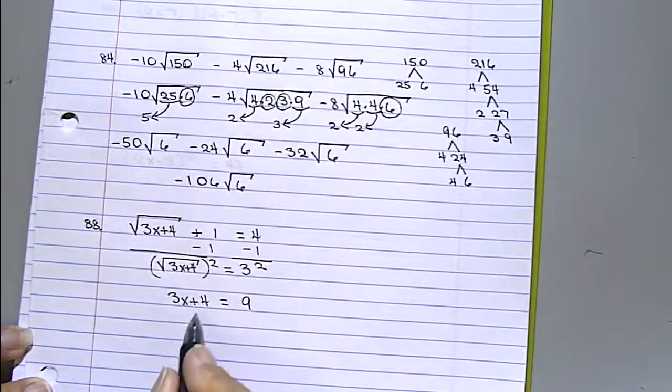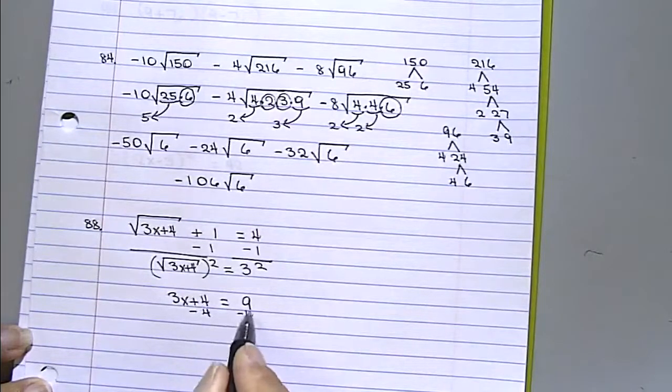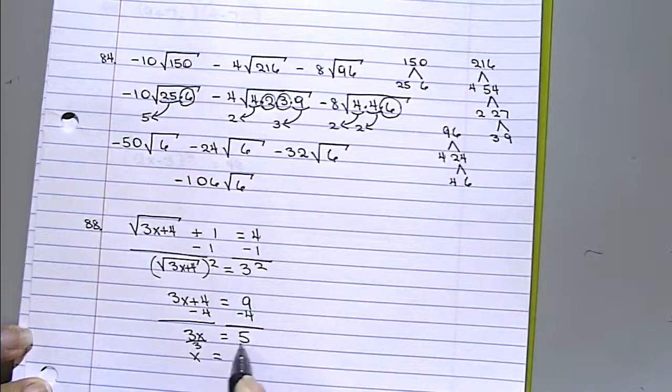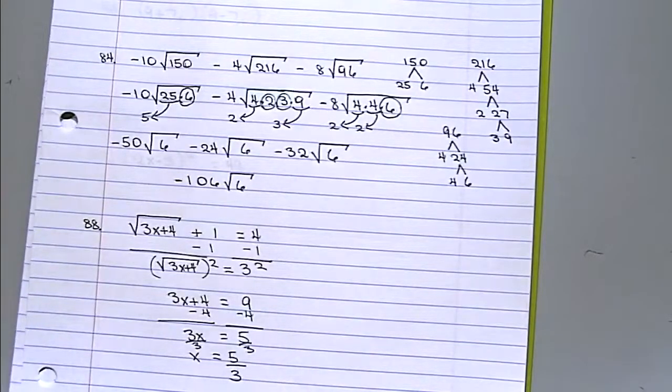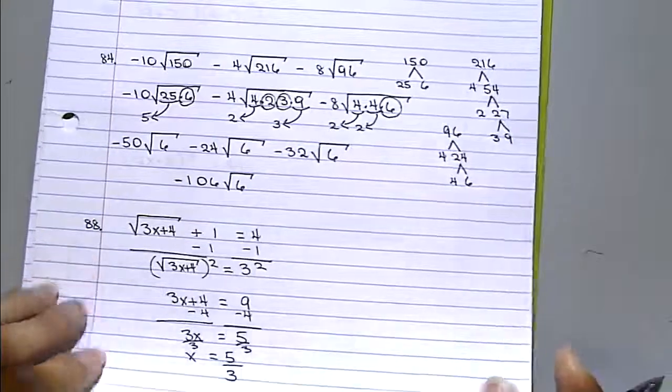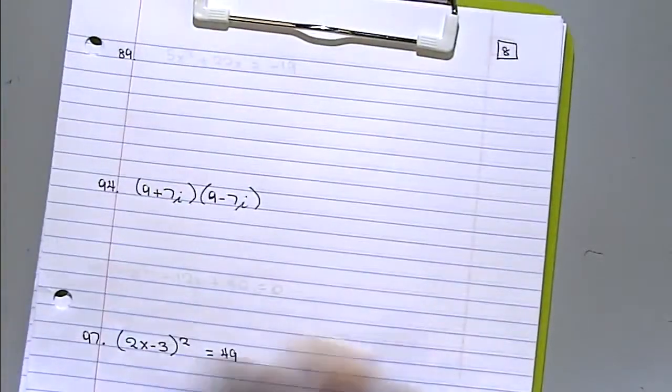And now I can solve. I just subtract 4 from both sides. I end up with 3x is equal to 5. And I will divide. X is equal to 5 divided by 3. And there's my fraction, but it's okay. All right, I've got a bunch to do, so I'm going to hurry, and you guys will have a video to listen to, okay? 89 is the word problem that's the Pythagorean theorem.